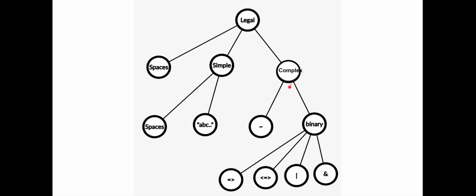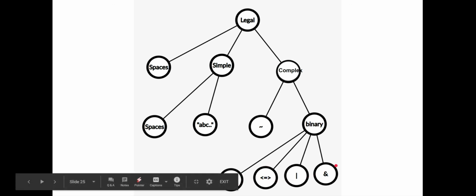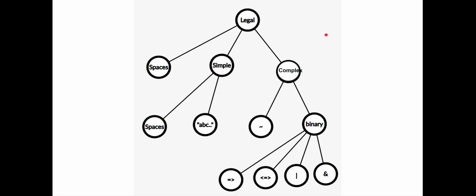And if the logical sentence is complex, then that means that it either begins with a tilde, or it's binary and has one of these operators in the middle of it. And that's all there is to it. And we have written the code for all of it.